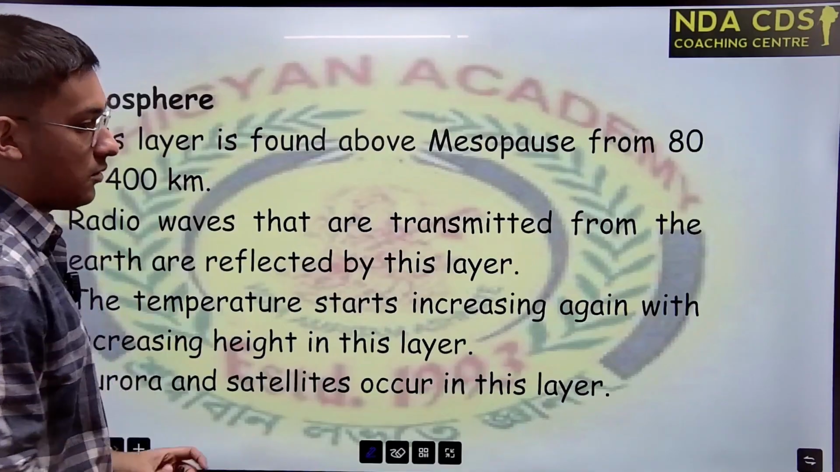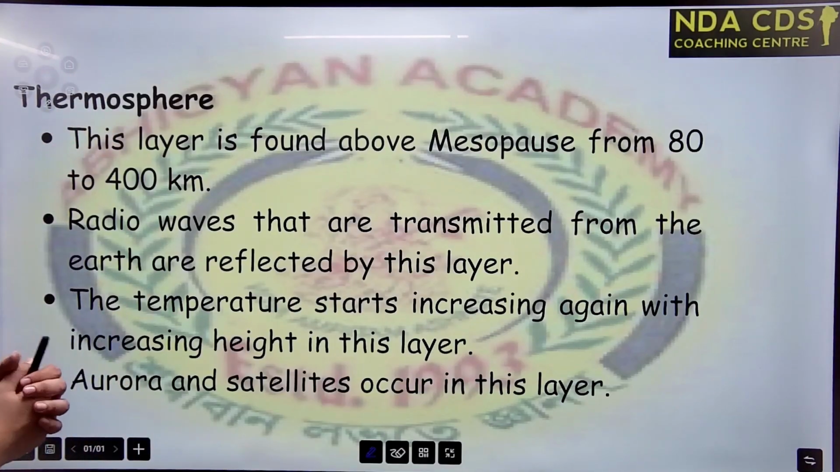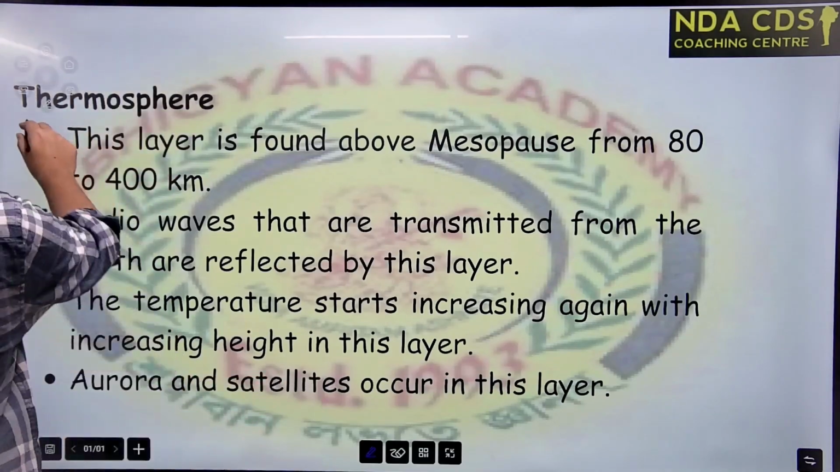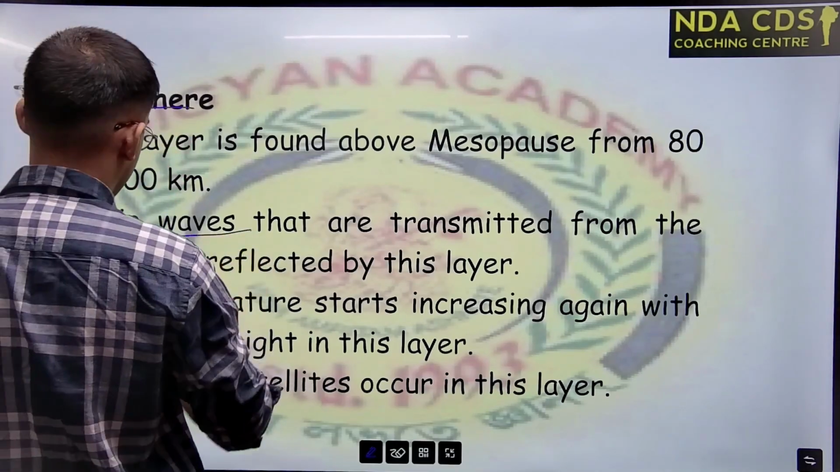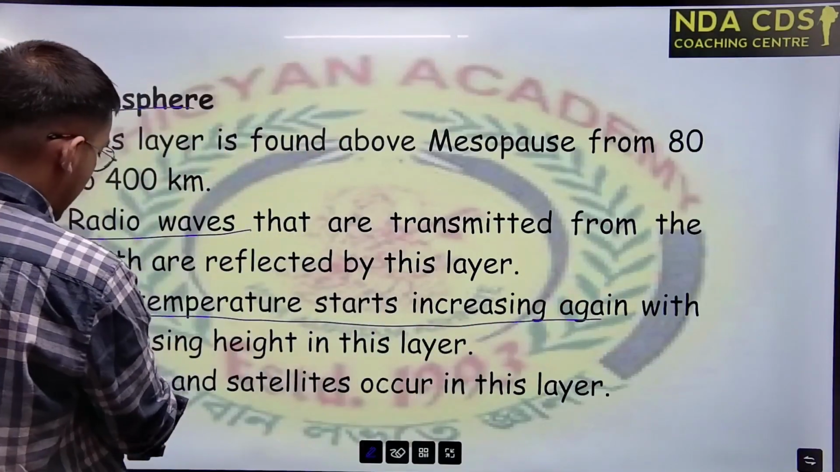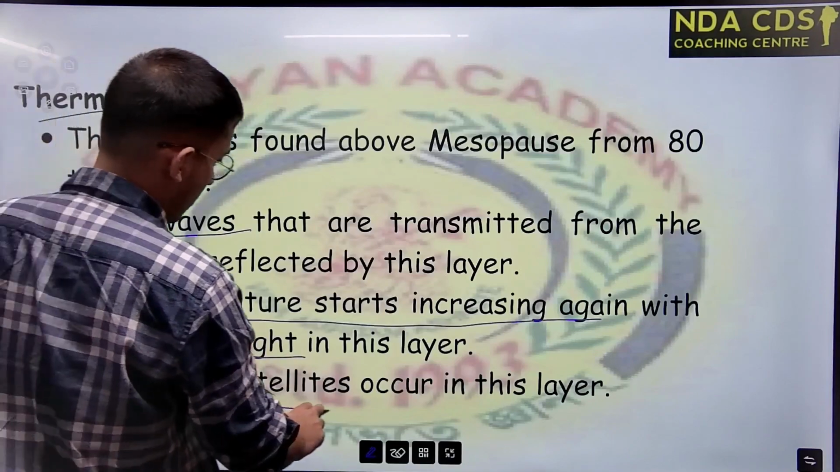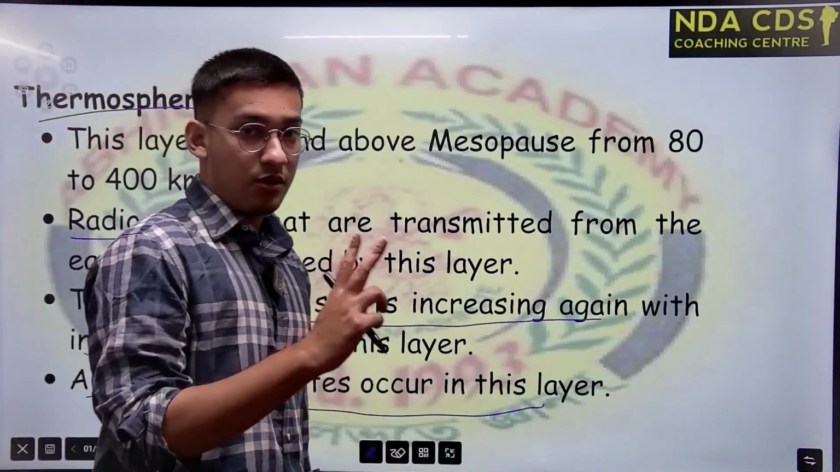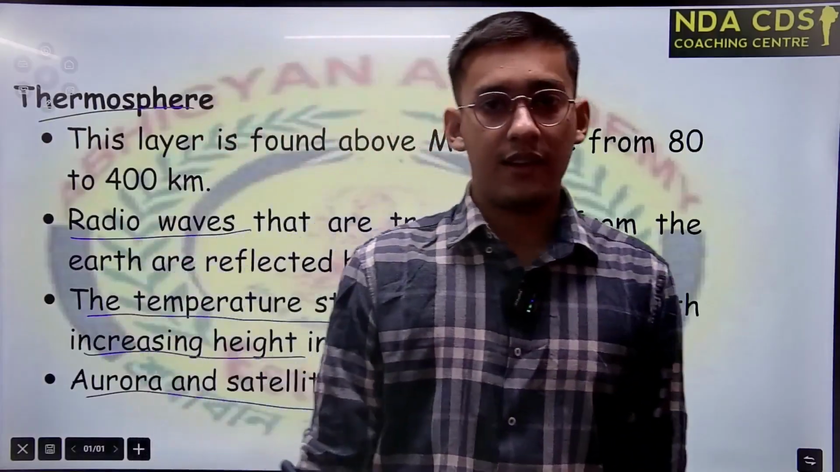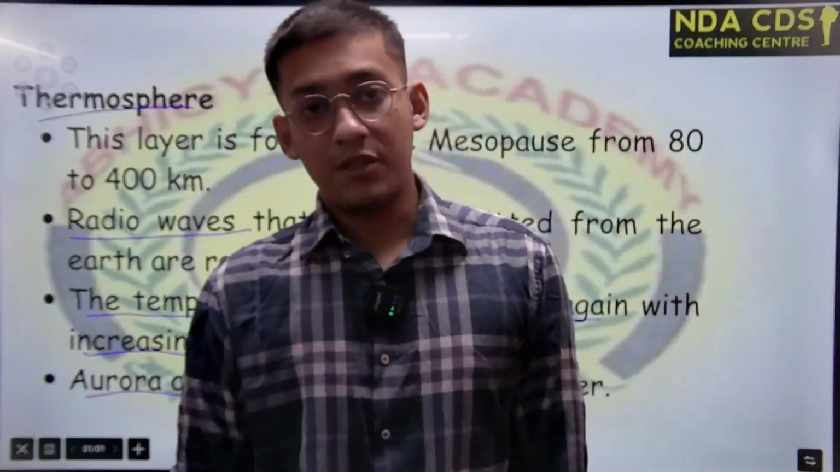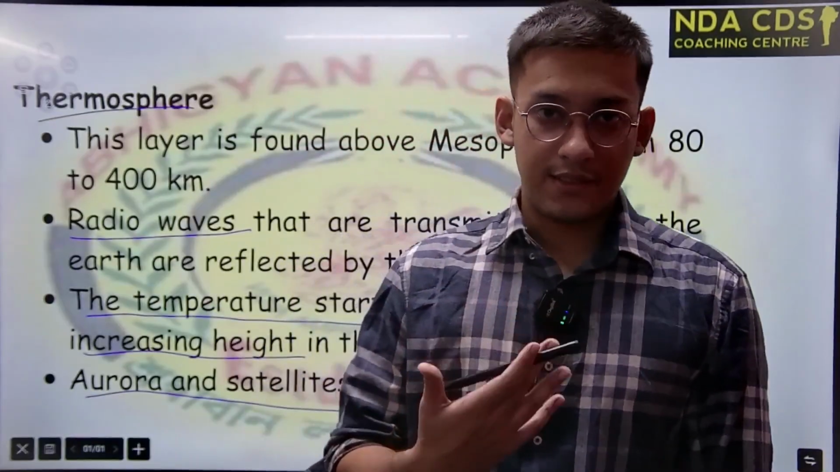We now come to the thermosphere. The main important points from the thermosphere are, as I said before, where do satellites fly, where are radio waves found? So it's in the thermosphere. And again, the temperature starts increasing with increasing height, and aurora and satellites occur in this layer. Now, as I said before, there are two kinds of aurora. First, we have aurora borealis. Secondly, we have aurora australis. Aurora borealis is in the northern hemisphere, and aurora australis is in the southern hemisphere.